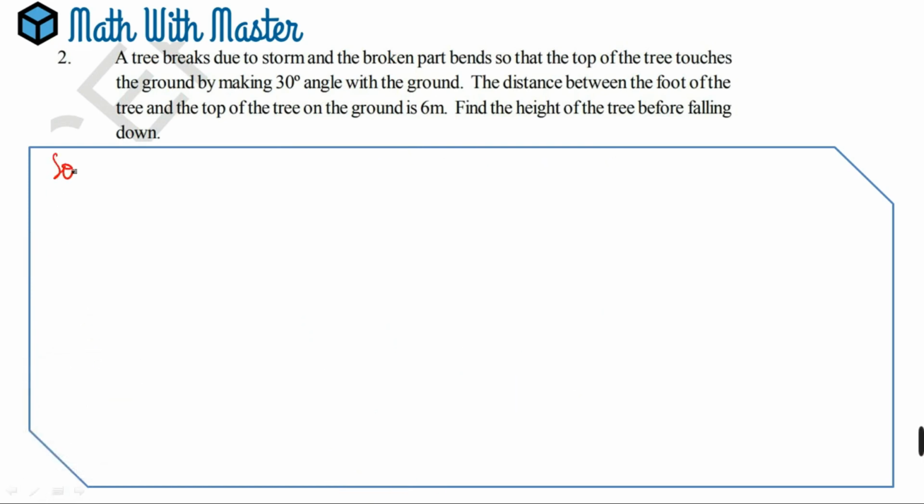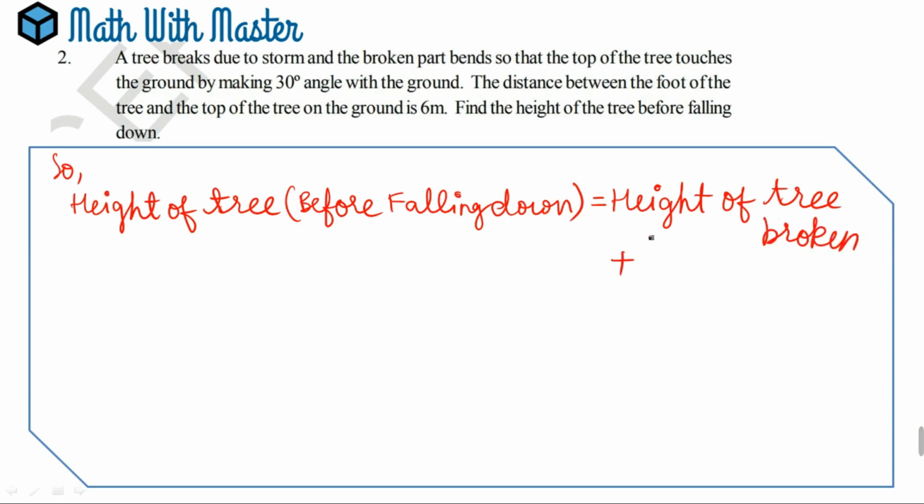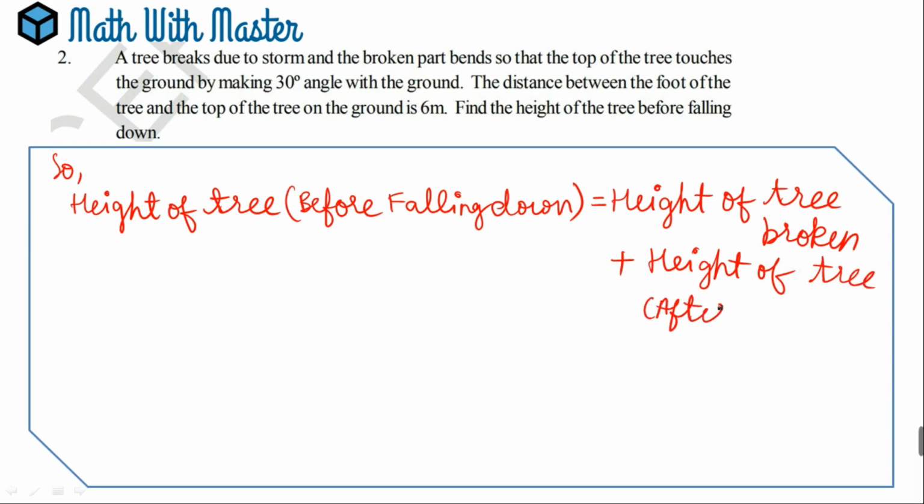So we can conclude, height of tree before falling down is equal to height of tree broken plus height of tree after falling down.